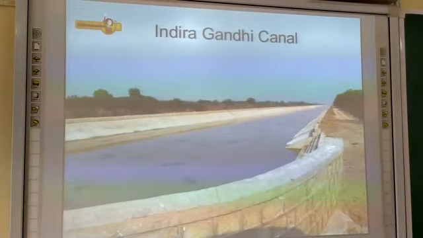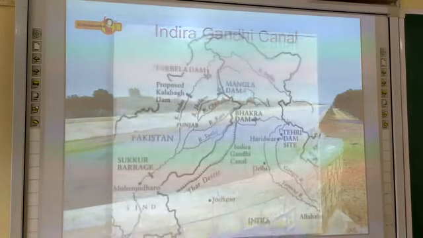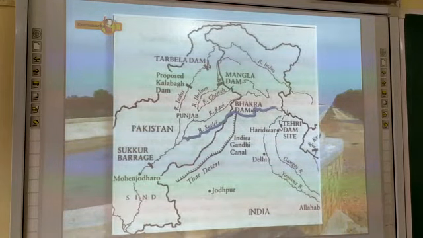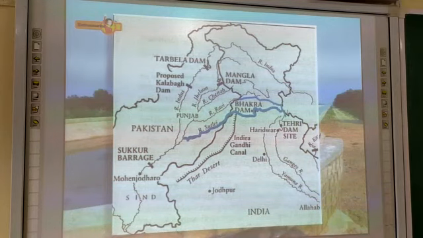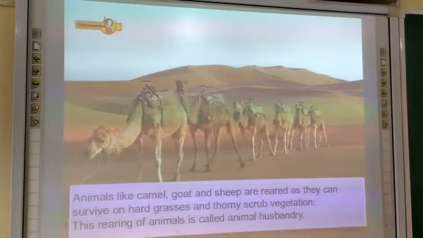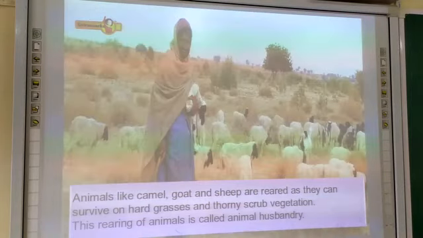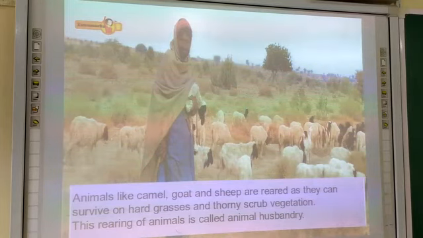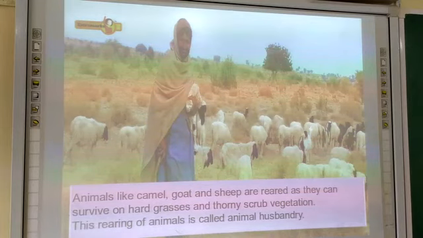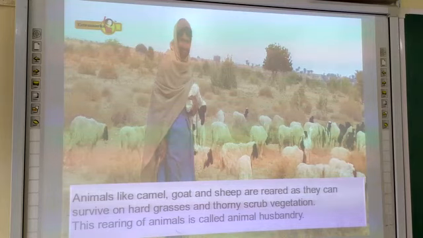Only 24% of the area under agriculture receives water from the Indira Gandhi Canal. This canal and its branches receive Satluj and Beas water, and wheat is grown in the irrigated areas. Animals like camel, goat and sheep are reared as they can survive on hard grasses and thorny scrub vegetation. This rearing of animals is called animal husbandry, and it has become popular due to the difficult farming conditions.